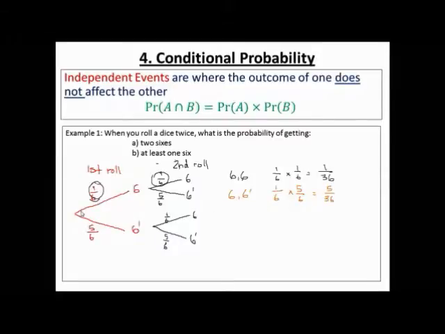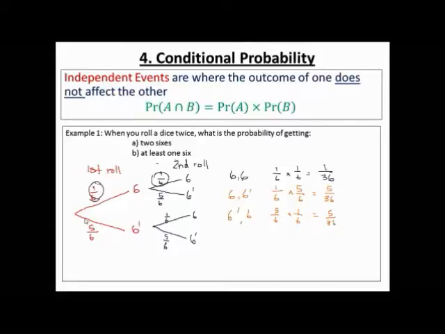Okay. The third case that can happen is I don't get a 6 and then I get a 6 on the second roll. Now those probabilities are 5/6 times 1/6, which again gives me a probability of 5 out of 36.